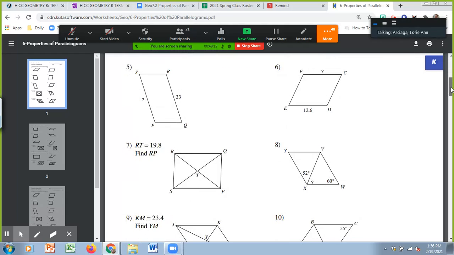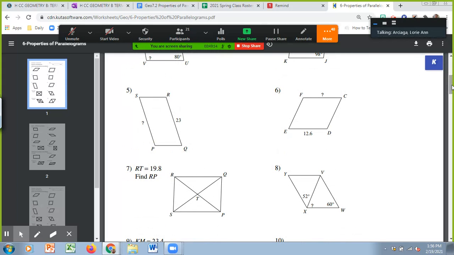Let's move on. Ooh, number 5. Number 5. Yes, 23. We should have a Kahoot on this next time. I know, right? I'm pretty sure this has a lot of Kahoot related stuff.